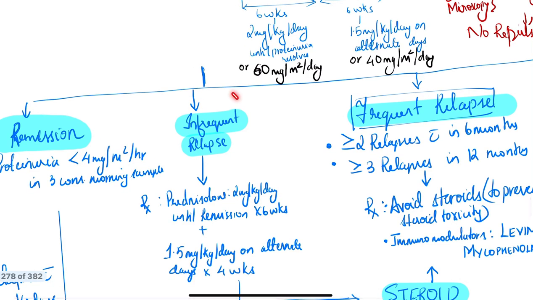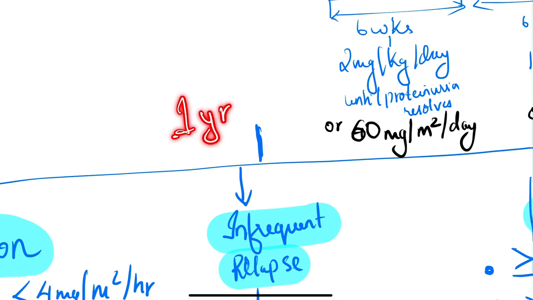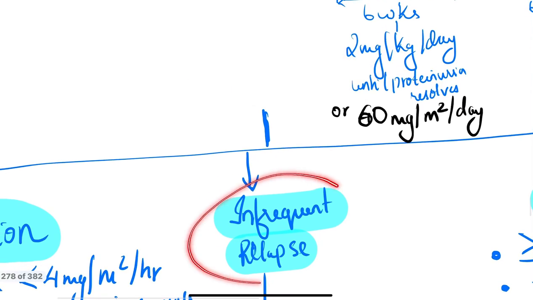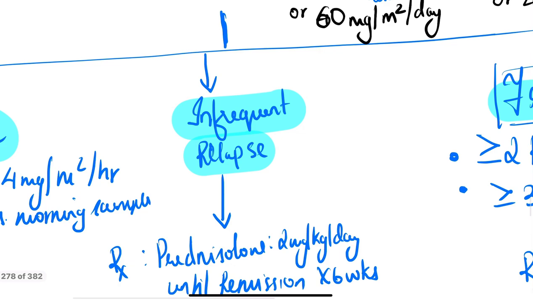Coming to what is infrequent relapse. Now at 1 year of age, I treat the child. Then the child comes back to me when the child is 5 years old, suddenly with another relapse of proteinuria or edema or something. That's an infrequent relapse. It will be more clear once I tell you what frequent relapse is. Again, infrequent relapse is what?